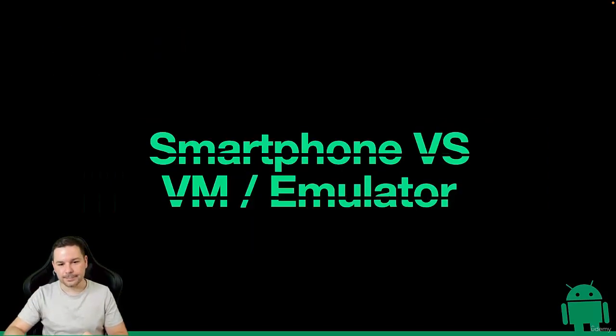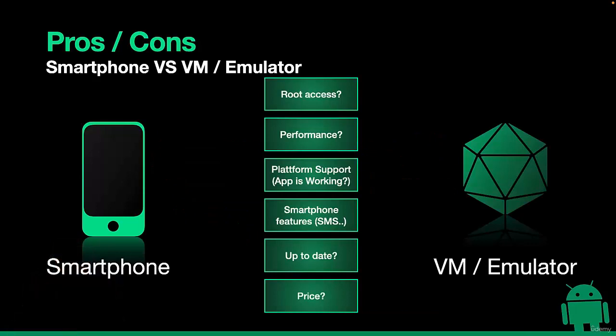All right. Now let's have a look at the differences between using a real smartphone and a virtual machine or emulator. I will summarize virtual machine and emulator because these are the same. All right, so let's have a look. Let's talk about root access, smartphone versus virtual machine or emulator. On a real smartphone, it's sometimes not possible to get root access, or it requires a tremendous amount of work and you could also brick your device. Therefore, it's, let's say, yellow.